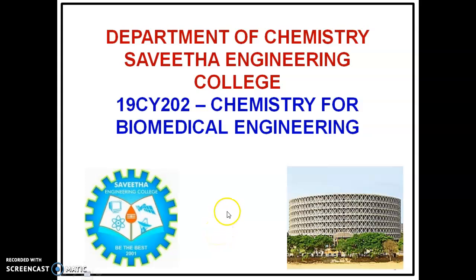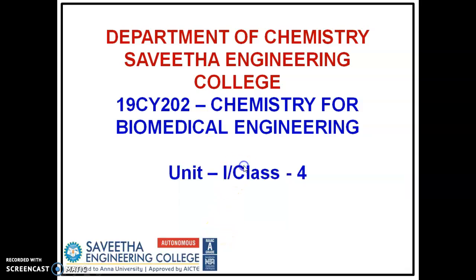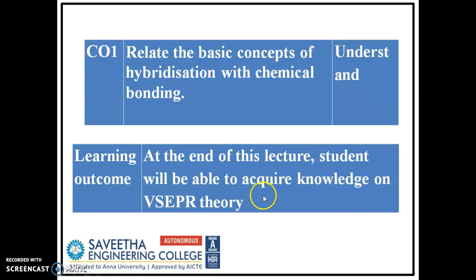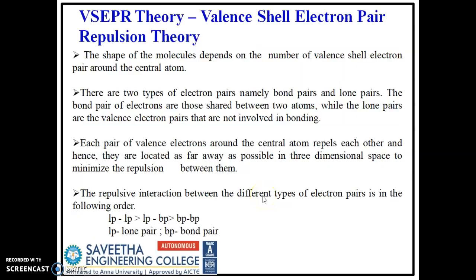In today's class, we are going to discuss VSEPR theory. The learning outcome of this is to get knowledge about VSEPR theory. It is abbreviated as valence shell electron pair repulsion theory. And these are some of the postulates of this theory.